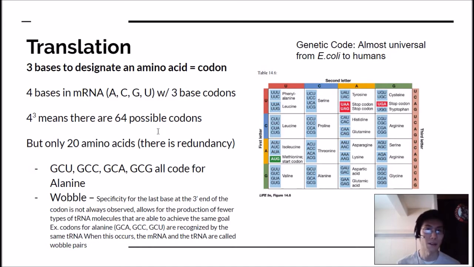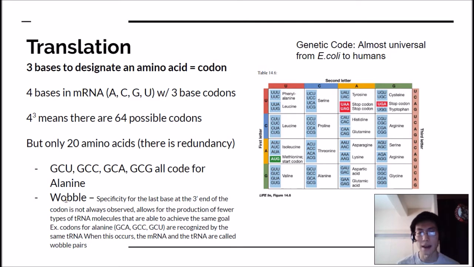So again, as I mentioned just a few seconds ago, there are redundancies within the system, and you can see something like this. For instance, alanine over here: GCU codes for alanine, GCC codes for alanine, and so on and so forth. That's really cool because it allows for a little bit of redundancy, as well as this other thing called the wobble effect.